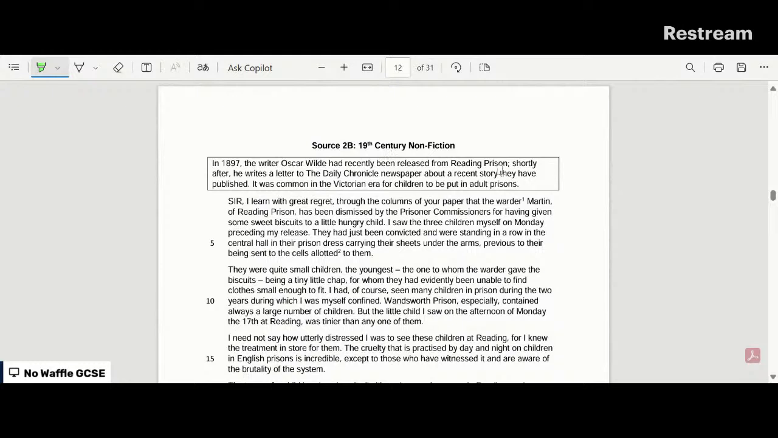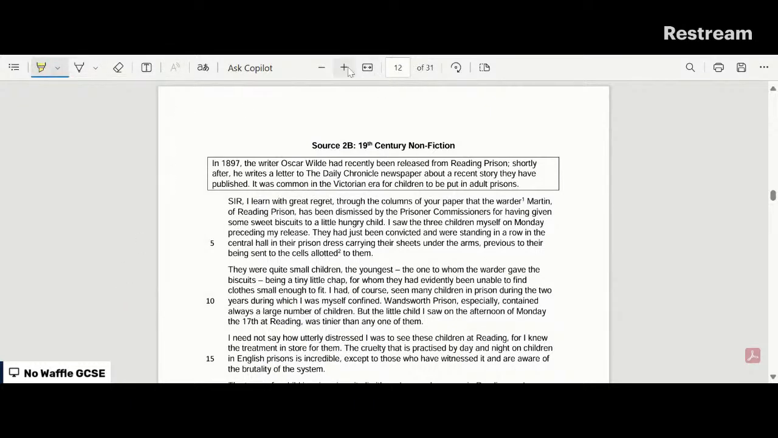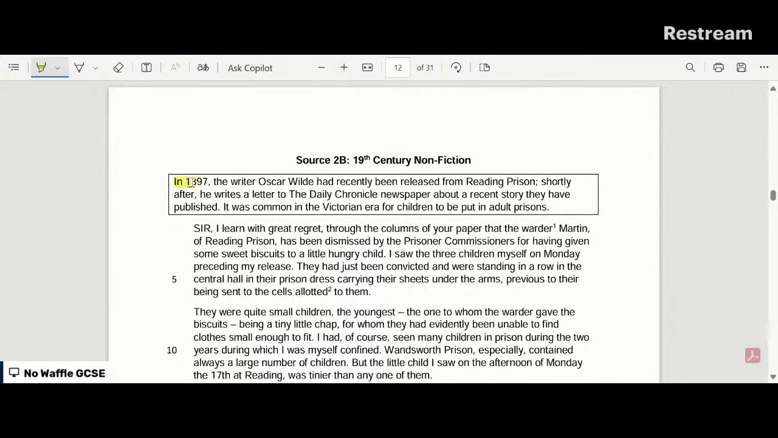Okay, so we're going to read the second extract, which is the 19th century non-fiction again. So, let's use another colour. In 1897, the writer Oscar Wilde had recently been released from Reading Prison. Shortly after, he writes a letter to the Daily Chronicle newspaper about a recent story they have published. It was common in the Victorian era for children to be put in adult prisons. There's already a difference, and we haven't even started reading it.